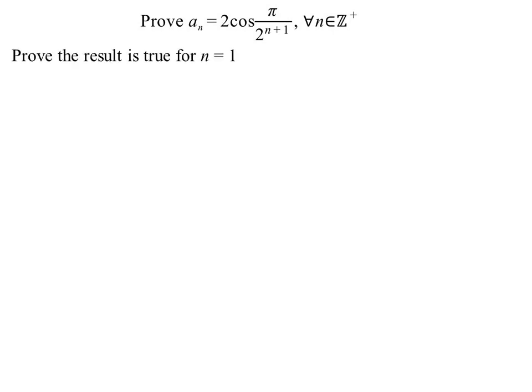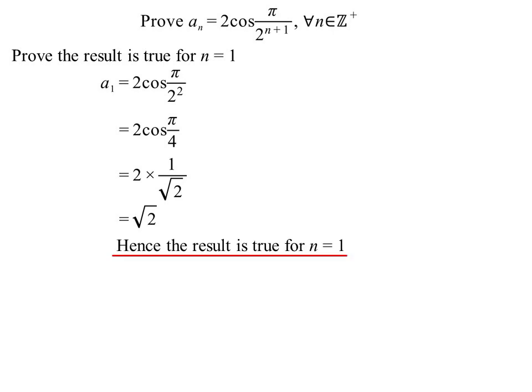Okay? Prove it true for the first case. Prove it true for n equals 1. Well, term 1 then is 2 times the cosine of pi on 2 squared. Cosine of pi on 4 is 1 on root 2. We end up with the square root of 2. And that is what we were told that a_1 was. So yes, it does work for n equals 1.